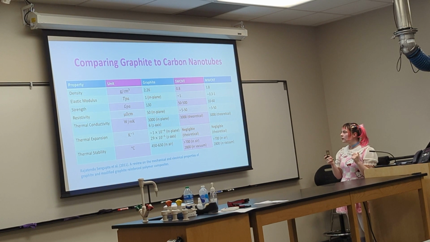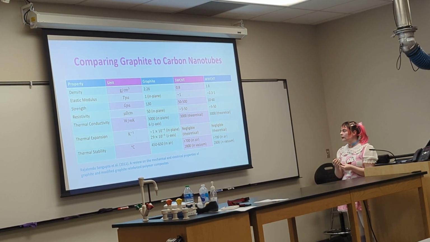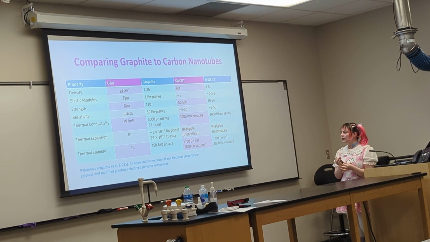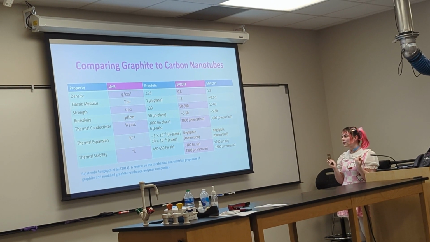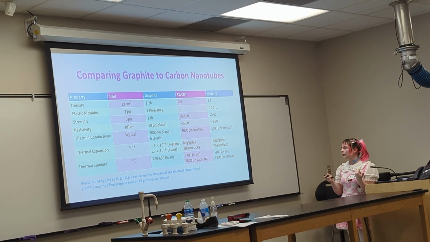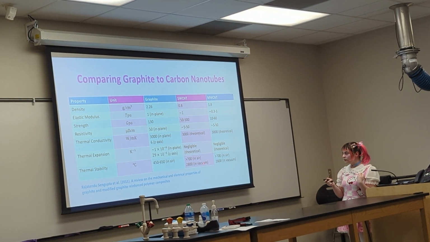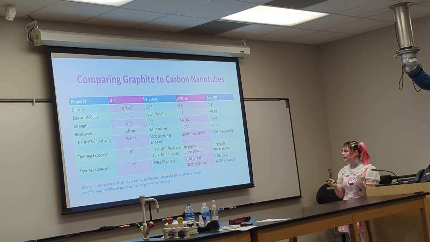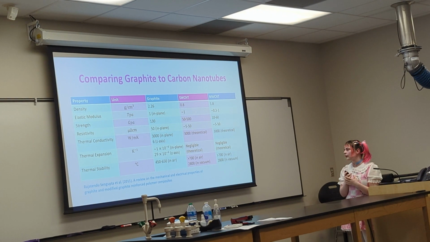And the thermal conductivity is theoretically about the same, but thermal expansion is theoretically negligible for single-walled carbon nanotubes, which would be a factor that we wouldn't have to think about when we're making these batteries. So that would just make it more simple, because with graphite you have to consider that it expands when it gets hot. And then thermal stability: single-walled carbon nanotubes have much higher thermal stability than graphite, which is always a good thing to have when you're working with electronics.